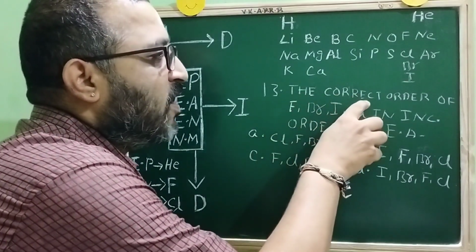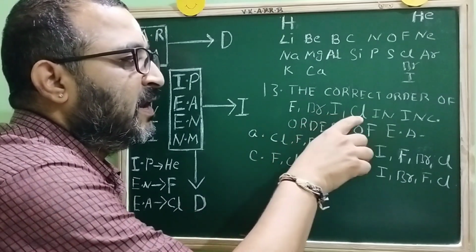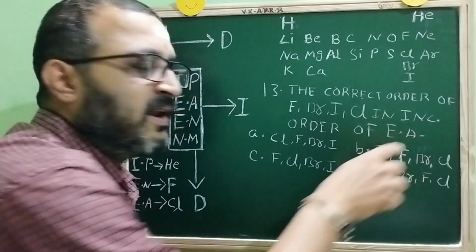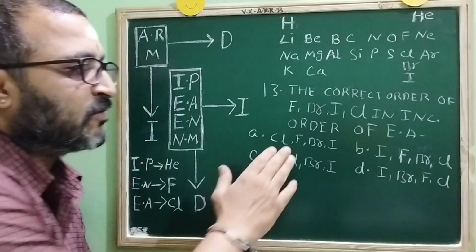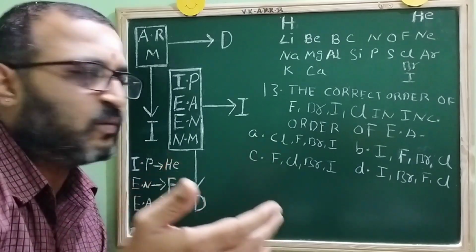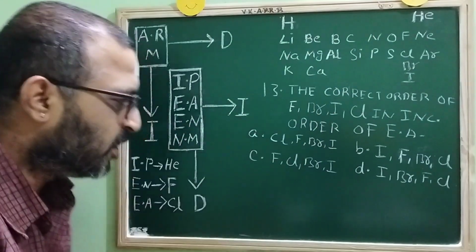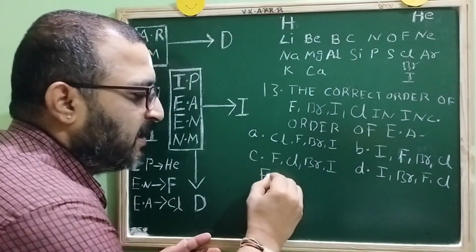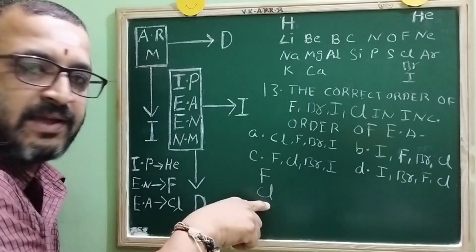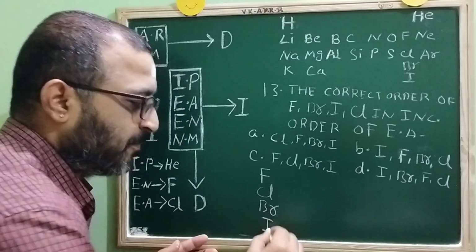The correct order of fluorine, bromine, iodine and chlorine in increasing order of electron affinity. So they have given 4 options. Before we proceed with the options, as usual, we'll arrange all these elements just like how they appear in the periodic table. So when we do that, it is something like this. Fluorine will come first, then chlorine, then bromine, and then, children, iodine.